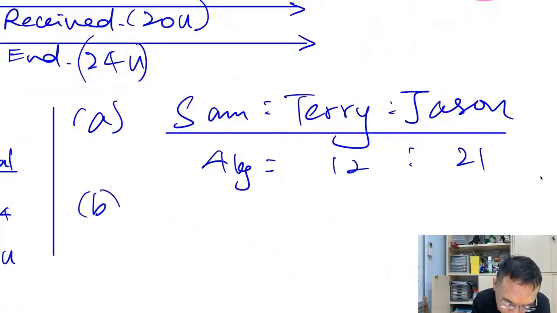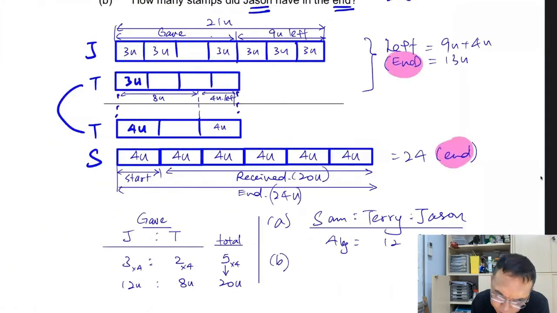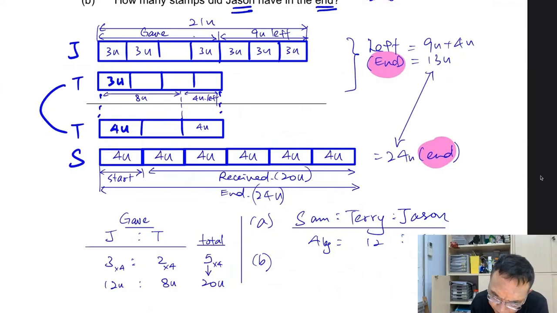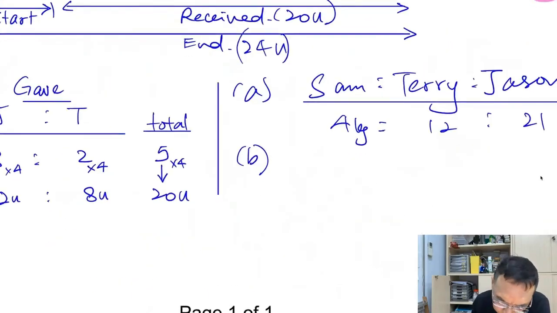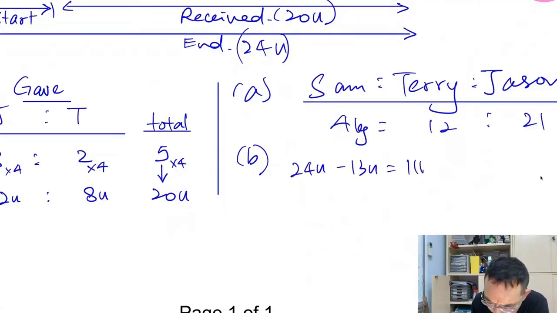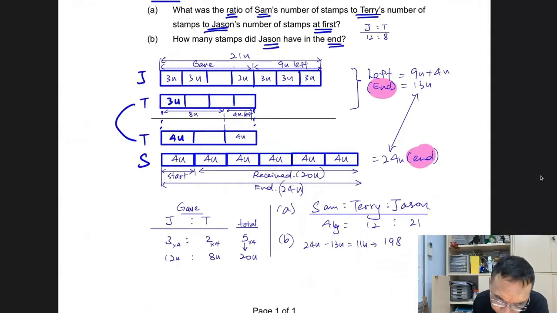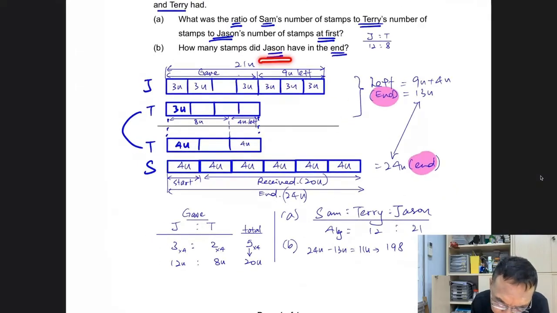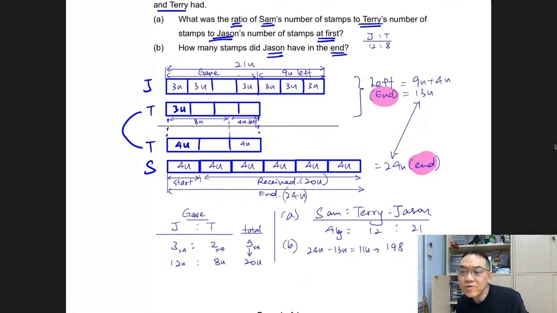Now we go to B. In B, we already know that 198 is the difference between these two numbers. And 24 minus 13 is 11 units. And 11 units is 198. Can you find for me what is Jason in the end? Very good. Yes. So many of you got it right.